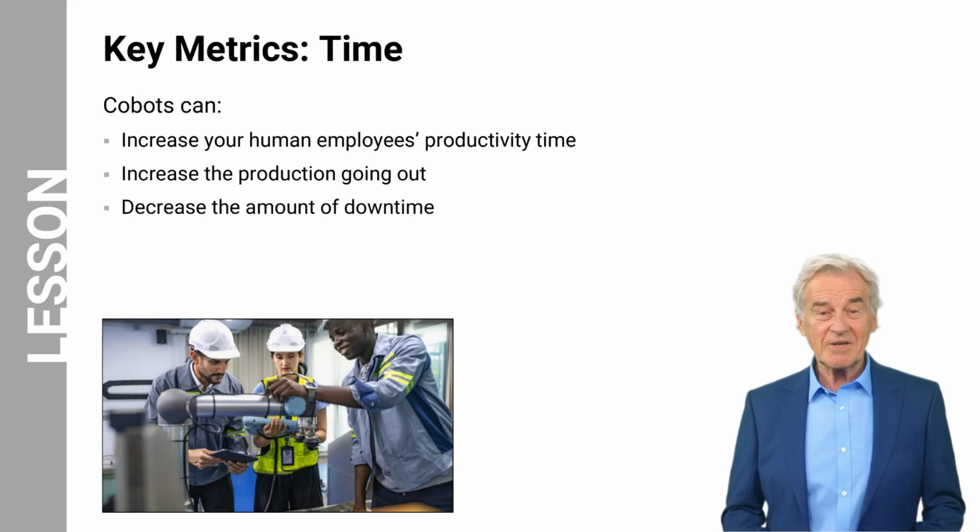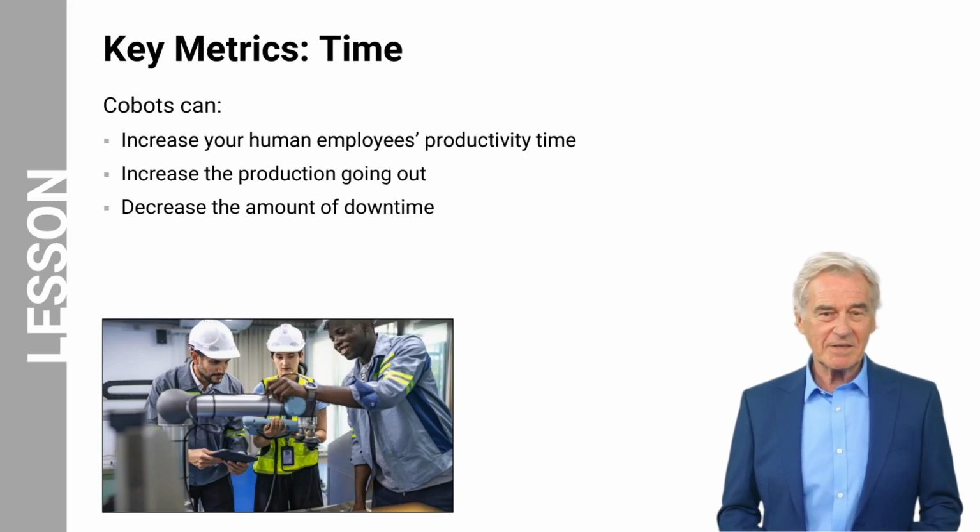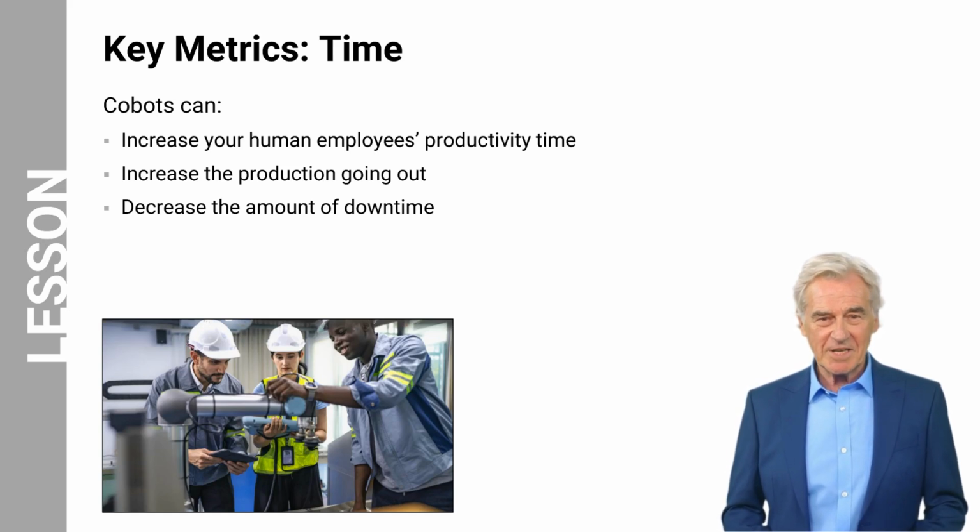Let's now discuss how collaborative robots impact time metrics in manufacturing operations. Let's look at 3 key ways cobots transform our production time. First, think about human workers. Cobots take over those repetitive tasks, allowing your employees to focus on more complex, value-adding activities.